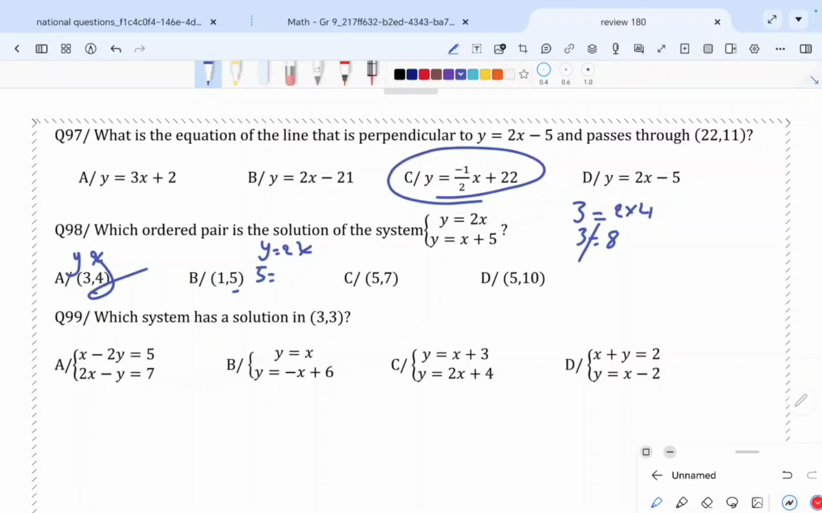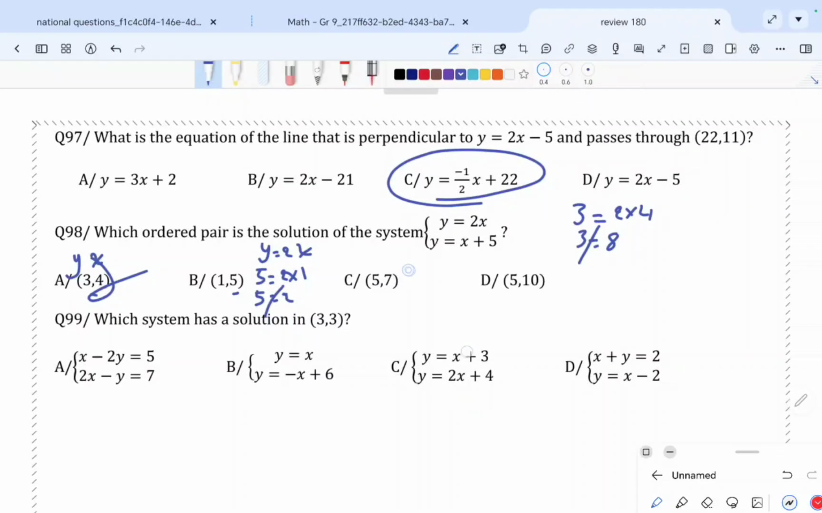This one, y equals 2x. Y equals what? 5. 2 times x equals what? 1. 5 is equal to 2? No. Even this one is not correct. For this one, y equals 2x. Y is 7. 2 times 5 is 7? No. Let's see the last one.